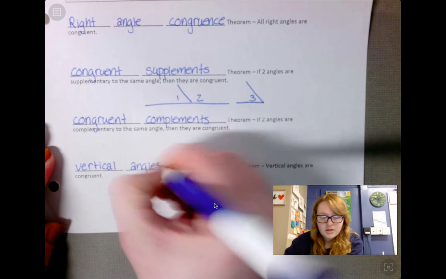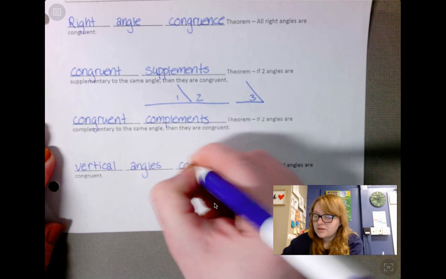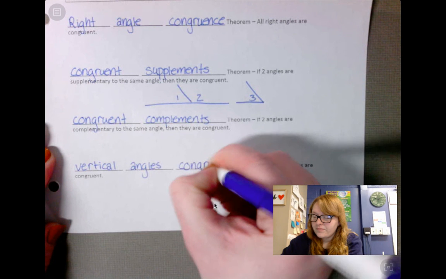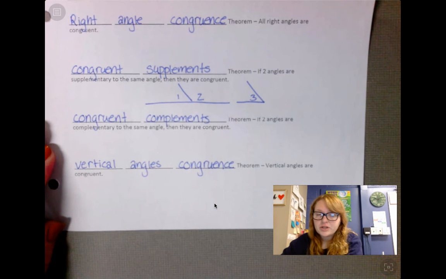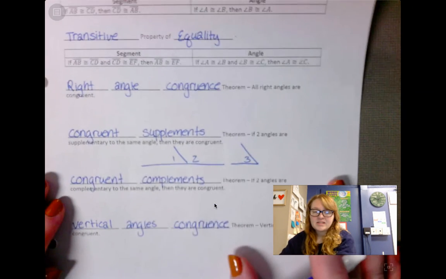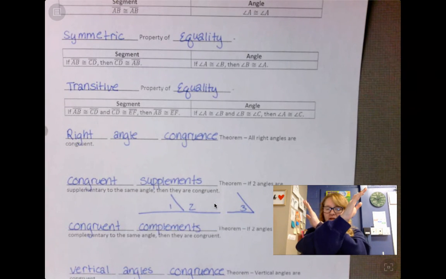Okay, and then finally, the last one is the vertical angles congruence theorem. And the vertical angles congruence theorem just says that all vertical angles are congruent. Remember, we had that hand sign where our arms are crossing that tells us what vertical angles are? They are on opposite sides of intersecting lines.